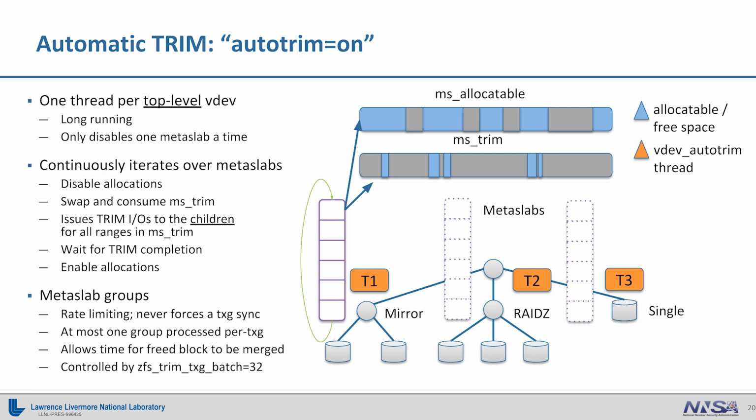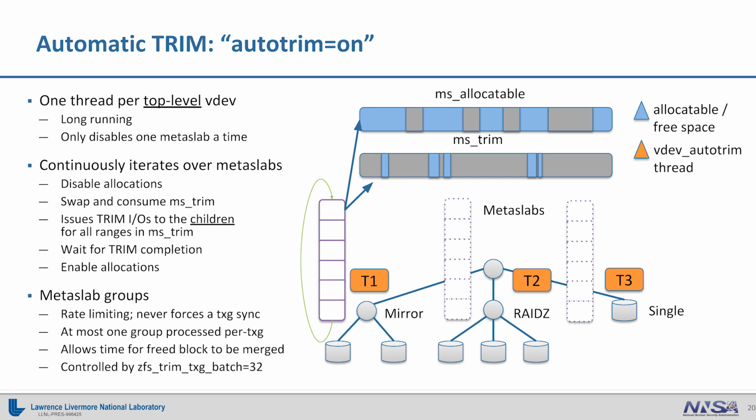There are a couple of advantages of having one thread per top-level VDEV in this case. The big one is probably that it makes it easier to only disable one metaslab at a time when you're trimming it, because we don't really want to disable more metaslabs than we have to and disable allocations from more places. We want to have minimum impact on the applications.